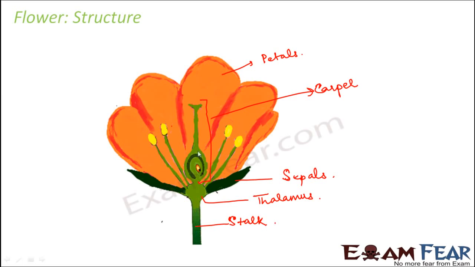Besides this, you will also see thin structures with swollen heads like this, and they occur in multiple numbers. What are these structures called? These structures are stamens. So stamens are these entire structures, the thin rod plus the swollen head. These are the important parts of a flower. Now we will discuss each of these parts in detail one by one.